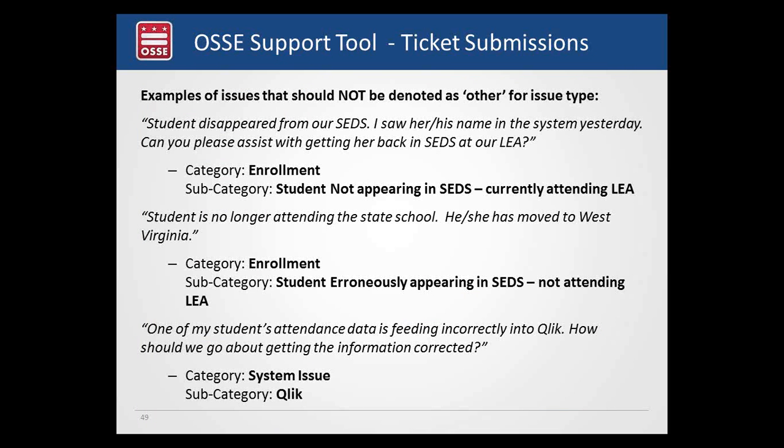Again, if you can't see a student in SEDS, that is an enrollment issue. If the student is no longer attending your school, that is an enrollment issue. If one of the attendance data is not feeding correctly into CLIC, that is a system issue. So anything to do with CLIC, you would choose system issue, and then you can choose CLIC as a subcategory. So if you don't see the issue type you want, try selecting a few different issue types and see if your issue appears in the subcategory menu.